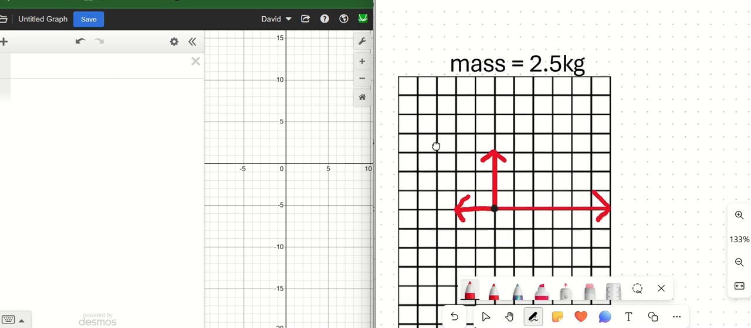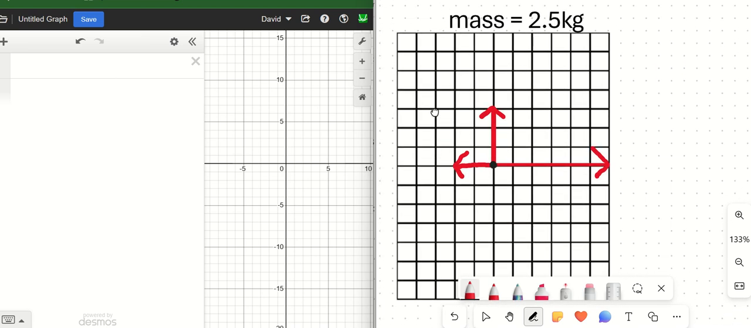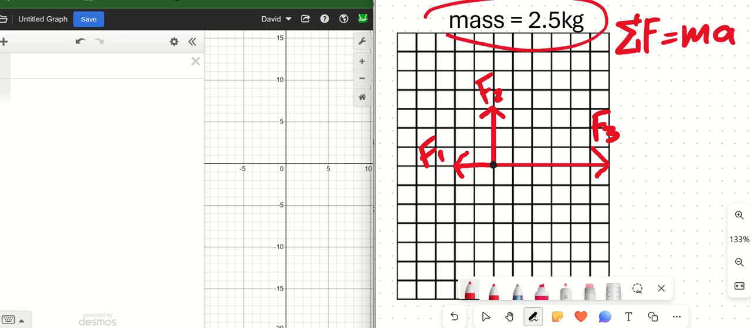Okay, so our first thing that we're going to look at is going to be a graph diagram. So this is a free body diagram that's already formed for you. And we can see we have three forces. I'm going to call this one F1. I'll call this one F2. I'll call this one F3. And our goal here is we want to add up all of the forces and set it equal to our mass times our acceleration. Now our mass is given to us right here. We have a mass of 2.5 kilograms.